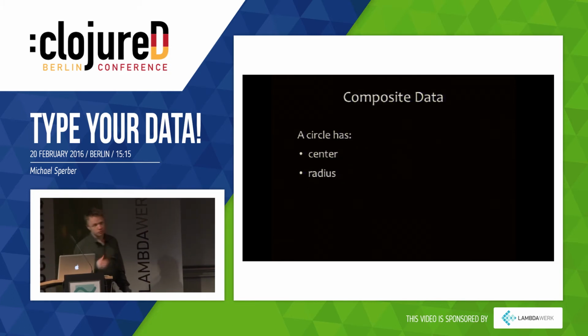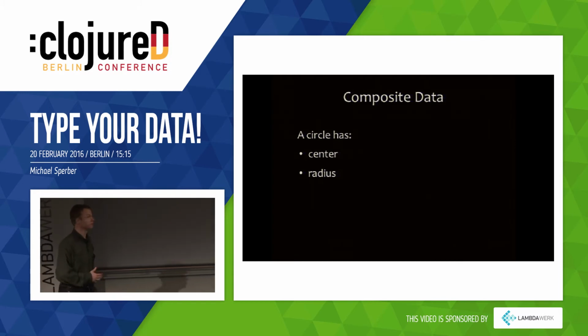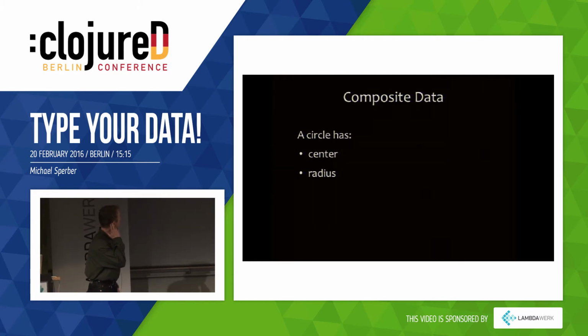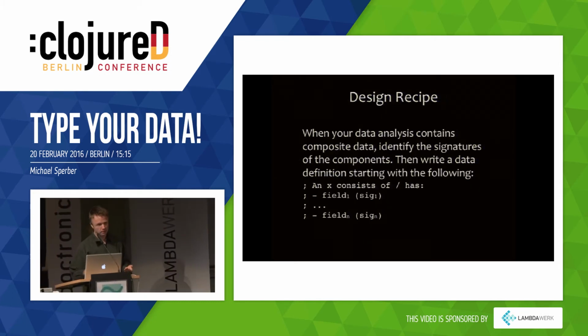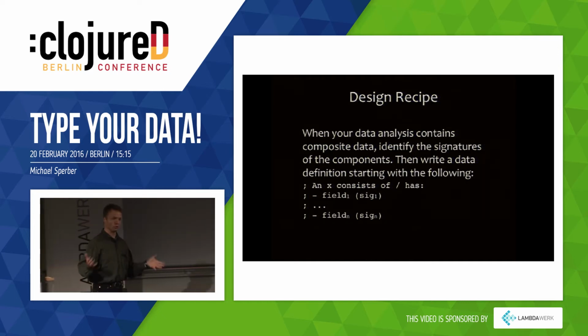And of course, the categorical dual of this is composite data, which is when you have something that consists of multiple parts or that has multiple attributes. So you might say a circle has a center and a radius. So whenever you have wording like it has, and then come a bunch of properties, or like consists of, a whole consists of several parts, then you are dealing with composite data. And the design recipe then gives you explicit instructions how to turn that data analysis into code.